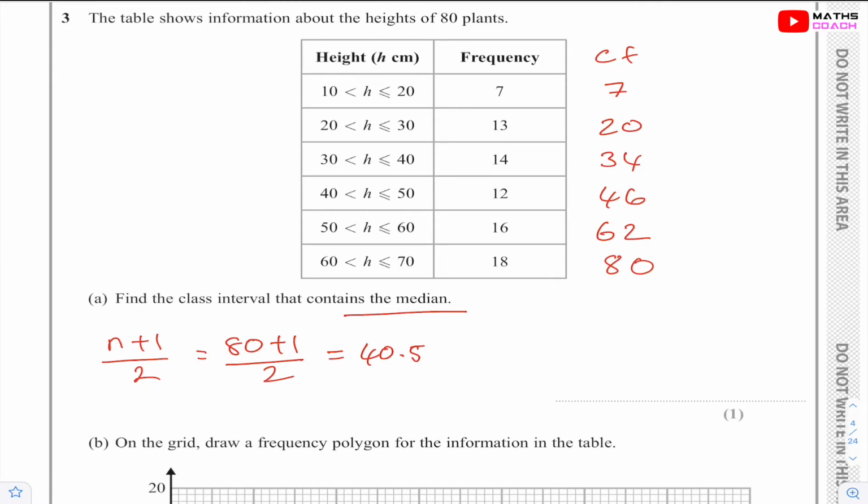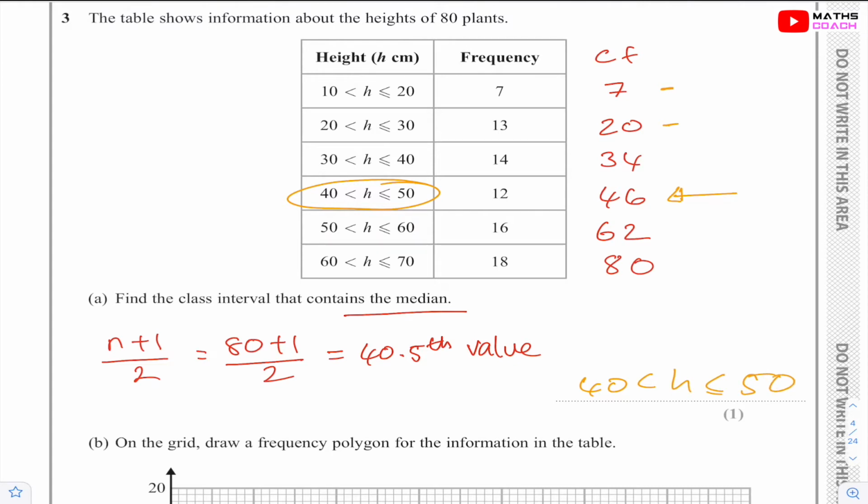It is the 40.5th value in your list. So where is the 40.5th value? If you go along the CF column, this contains the first 7 values. This contains the first 20. So the 40.5th value would be inside here. So therefore, it is the 40 and less than 50 class interval.